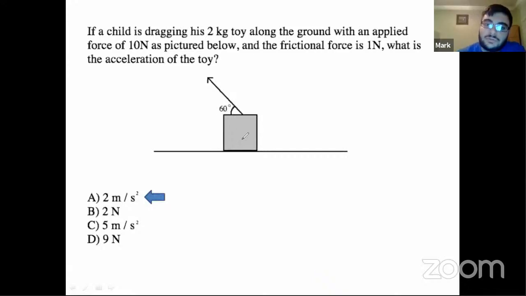No problem. So I mentioned gravity is going down, the normal force is going straight up, and then there's also this component going up. We know that this component is equal to 10 sine theta, right? This is equal to the normal force. This is equal to mg.